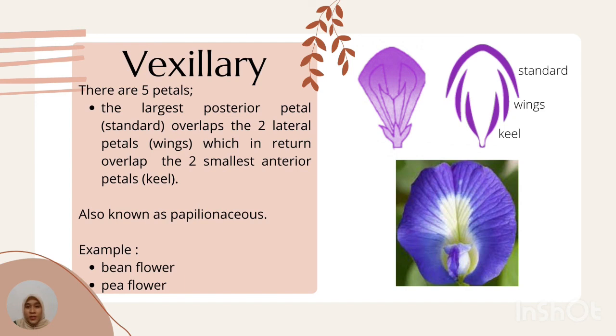So this vexillary aestivation is also known as papilionaceous, because it is also a feature of the Papilionaceae plant family. The examples for vexillary aestivation are bean flower and pea flower.